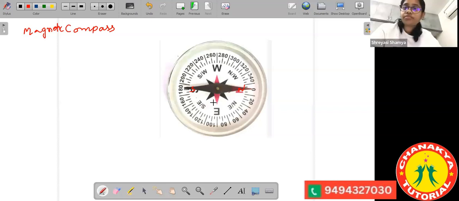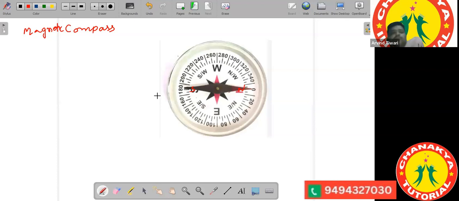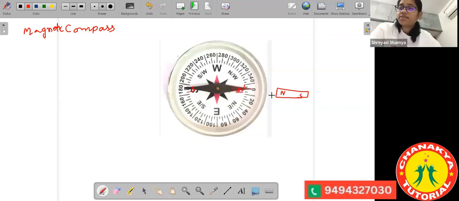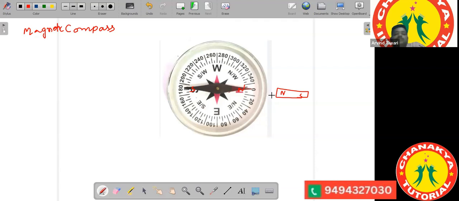Now, suppose at some time I bring a magnet near it. What will happen? If I place a magnet near it, will it again show the north-south direction, or will it show somewhere else? It will show somewhere else, sir, because here north and north are facing each other, so there will be a repulsion. Yes, there will be a repulsion, and now it will not show you north and south.